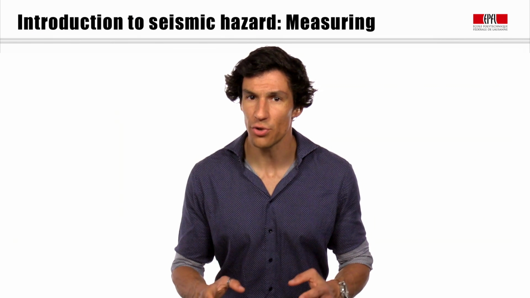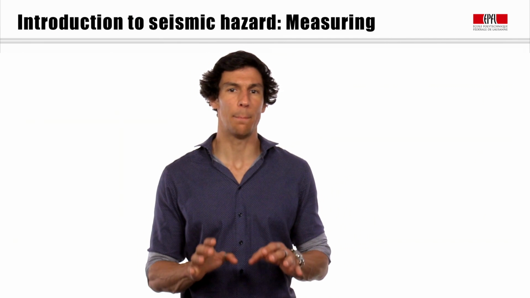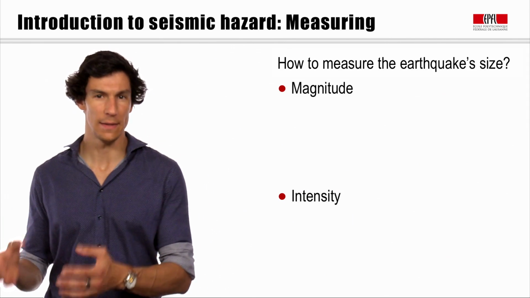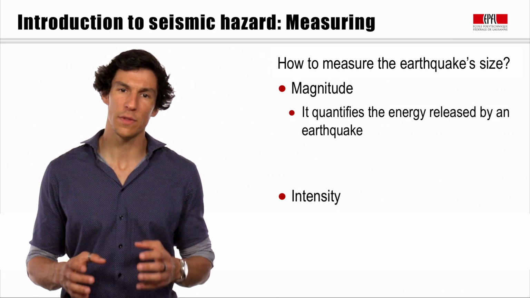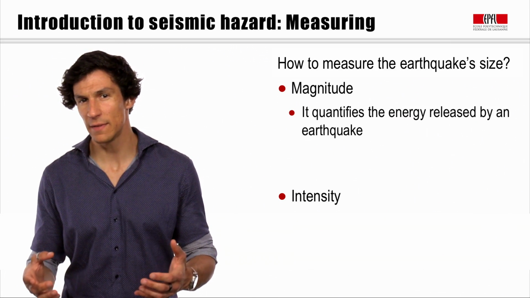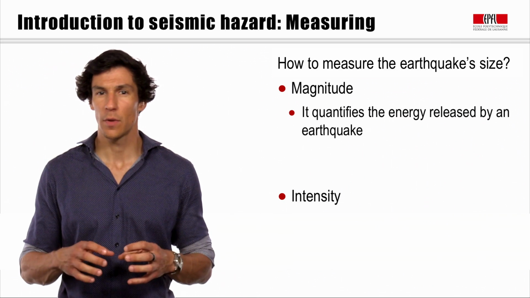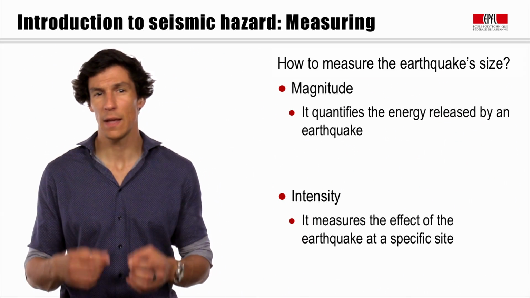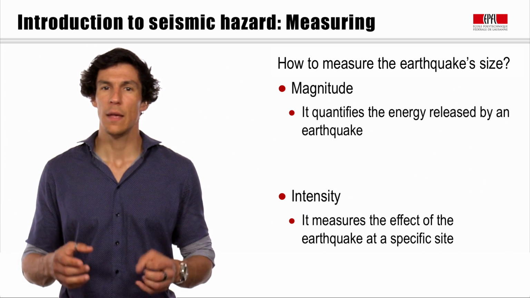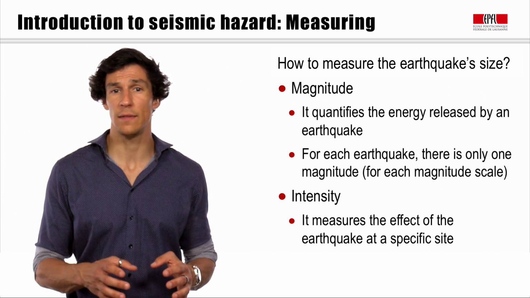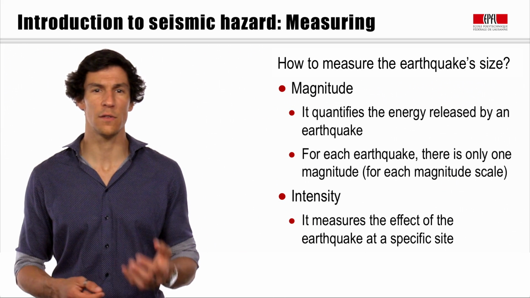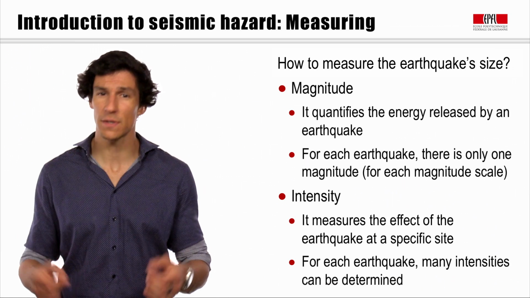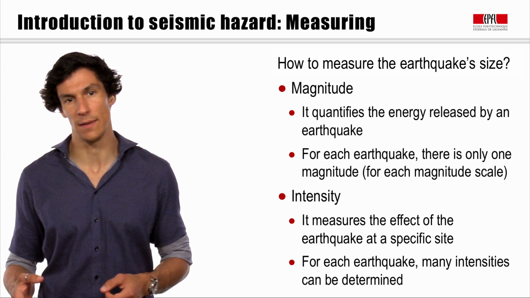When it comes to measuring the size of an earthquake, there are basically two measures that can be employed: magnitude and intensity. Magnitude quantifies the global energy released by an earthquake, while intensity expresses the local earthquake effect, this is, at a specific site. It is therefore easy to understand that, for each earthquake, there is only one magnitude value. Instead, many parameters can be used to measure the intensity.